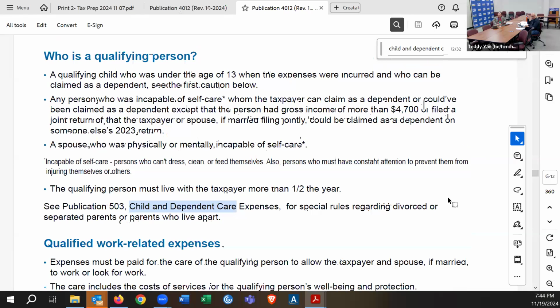Complication, he cannot claim child and dependent care expenses. And sometimes people will not realize why, and this is where you can pull up the 4012 and show them. You can pull it up on screen, or if you have a physical copy, you can flip to the page and show them, look, the IRS instructions outright say, I'm not allowed to get you this credit because these are the qualifications for the credit.